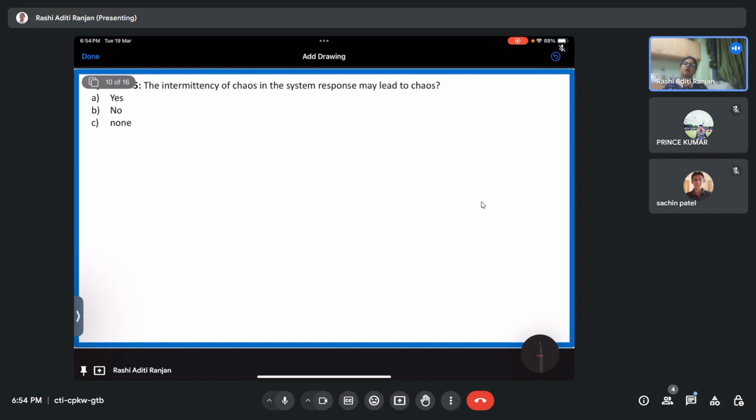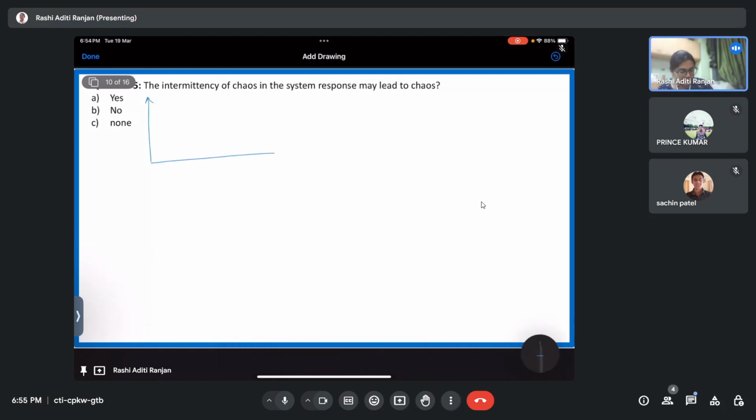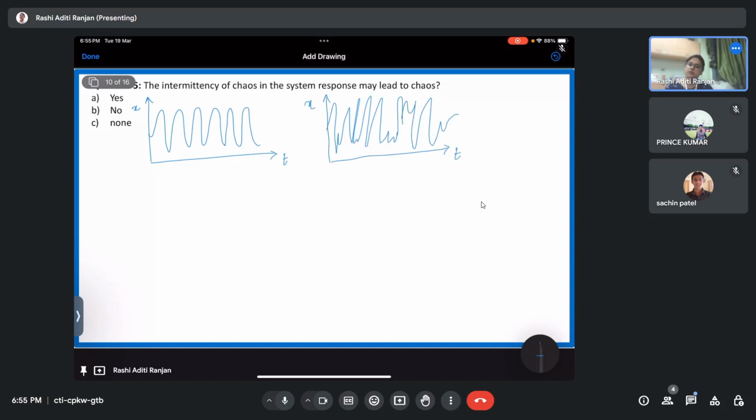When we talk about intermittent chaos, firstly, what is chaos? It is an aperiodic response, some random response. So for example, if I have the plot of x versus t, first I'll take periodic. If my response is periodic, it would be something like this. Now, if I talk about chaotic, random, this is my chaotic response. This is periodic. This is chaotic.